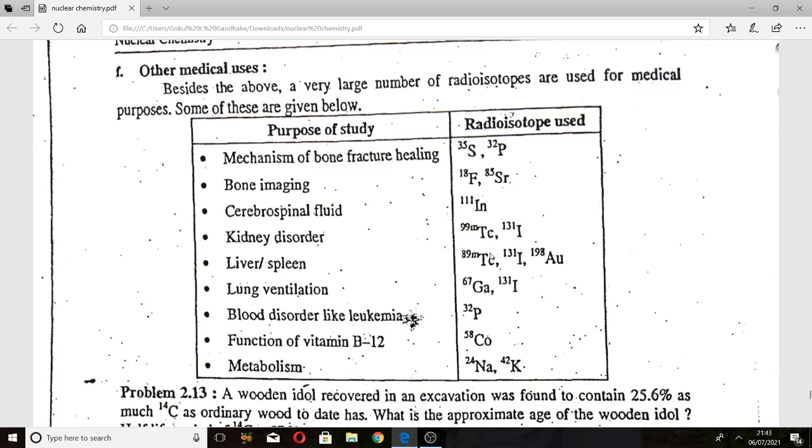These are all the applications of radioisotopes in medicine. So here we can stop now. Thank you.